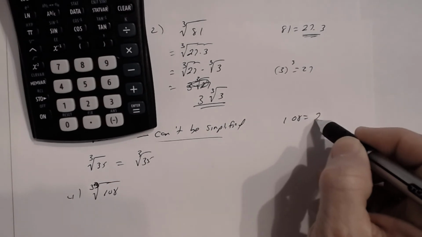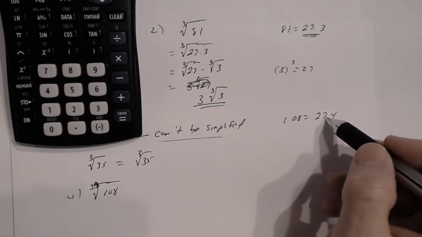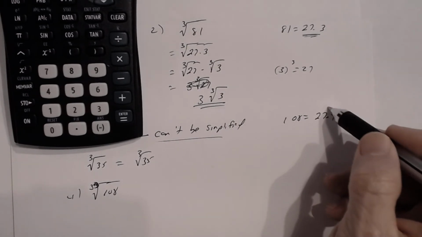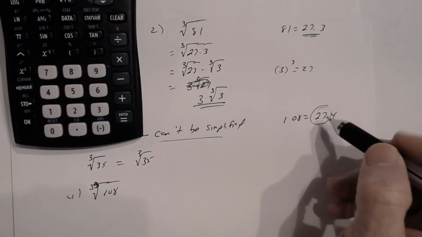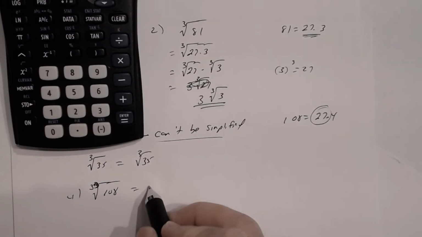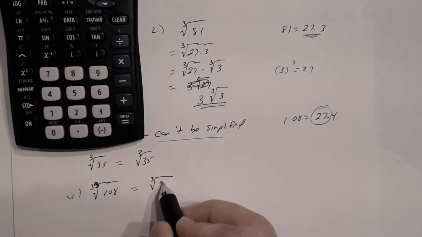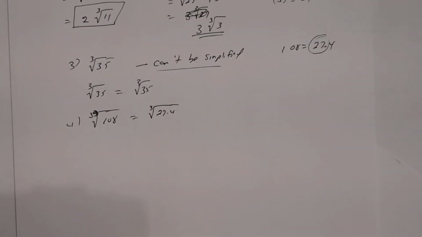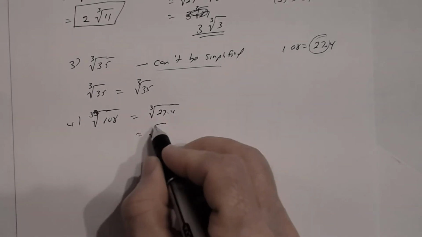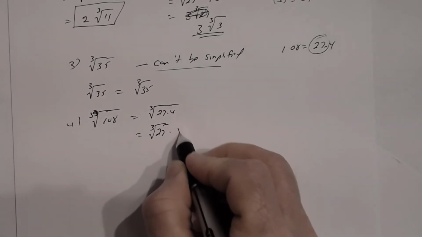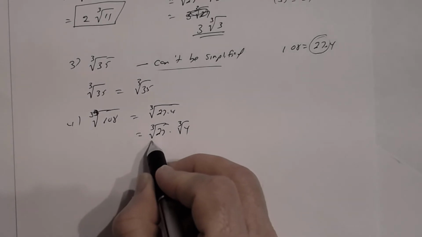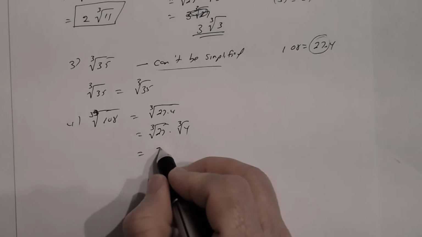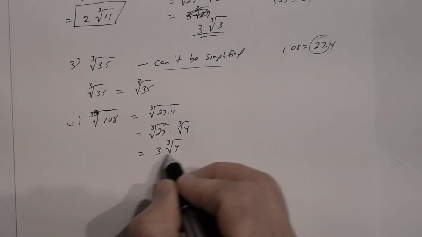108 is equal to 27 times 4, right? And the only perfect cube that goes into 4 is 1, so that's what I'm going to use. So 27 happens to be the largest perfect cube. So this will become the cube root of 27 times 4. And by the product rule, this becomes the cube root of 27 times the cube root of 4. And since 27 is a perfect cube, the cube root of 27 is 3. So I get 3 times the cube root of 4.